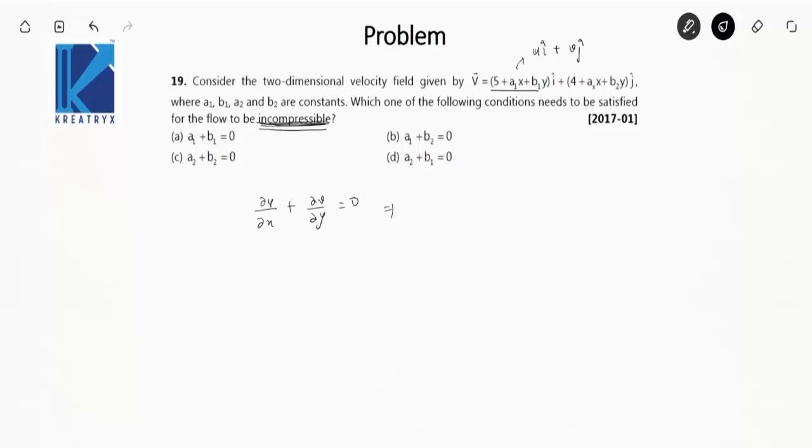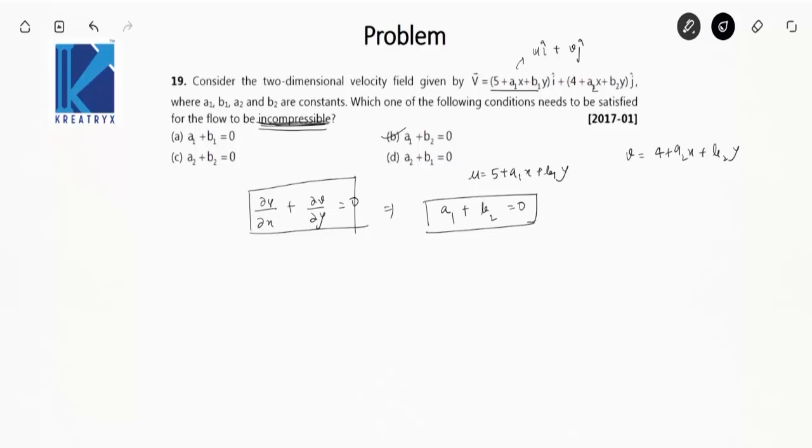That implies del u by del x. Here u is 5 plus a1x plus b1y, so del u by del x will be a1, and del v by del y, what is v? V is 4 plus a2x plus b2y. Okay, so del v by del y will be b2 and this will be equal to 0. Check the options. a1 plus b2 is equal to 0, that is option B. So again on this concept there is a question. So you can directly remember the condition for the flow to be steady and incompressible.